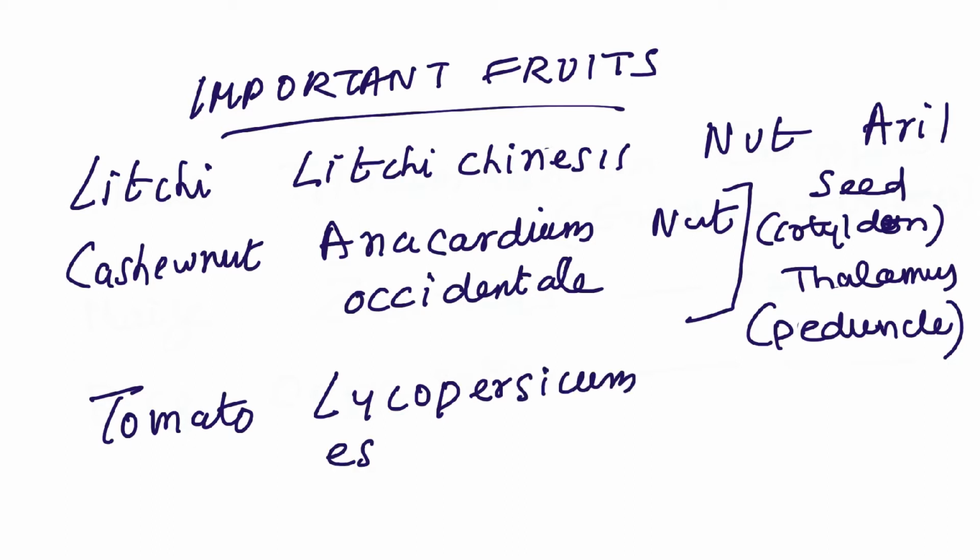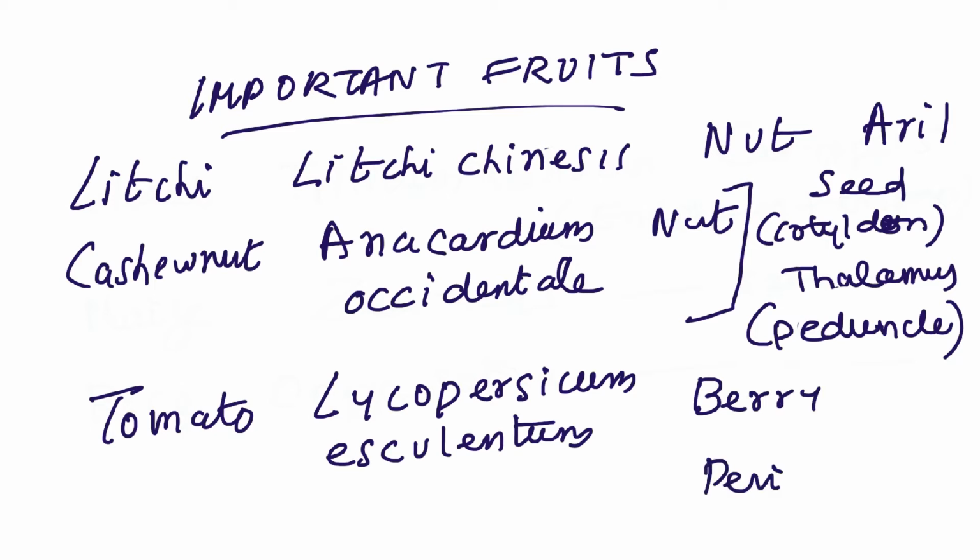Going on, the next example is tomato, that is Lycopersicum esculentum, and we have discussed tomato in a detailed manner in one of the previous videos. Tomato, of course, is a berry, and the edible parts are the pericarp and the placenta.